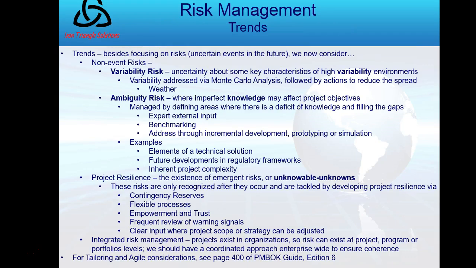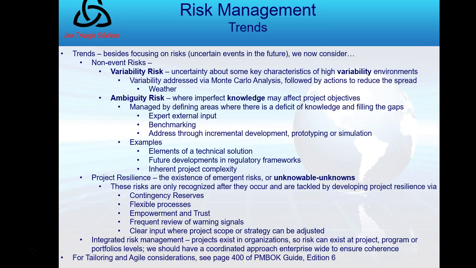So then the PMBOK guide goes on further to talk about trends in project management. That's on pages 398 and 399. What I find are non-event risks have a variability risk and an ambiguity risk. So the PMBOK guide will now talk about event risks, like individual risks, and non-event risks. So there's a variability risk. There's uncertainty, right? And ambiguity, where imperfect knowledge may affect project objectives, right?